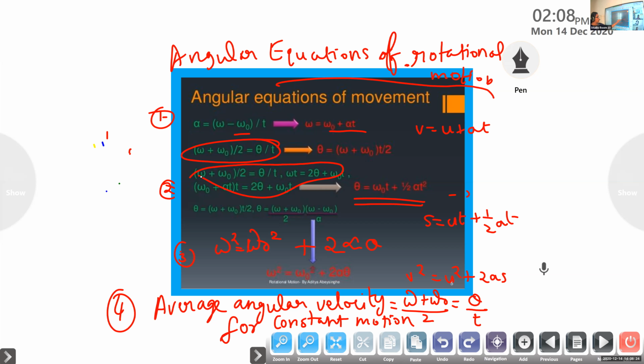From this, we are going to get the second equation. You don't have to copy that. Only these four equations are enough. First, omega equals omega 0 plus alpha t. Second one, theta equals omega 0 t plus half alpha t square. Then omega square is equal to omega 0 square plus 2 alpha theta, in analogy with the three equations of motion.